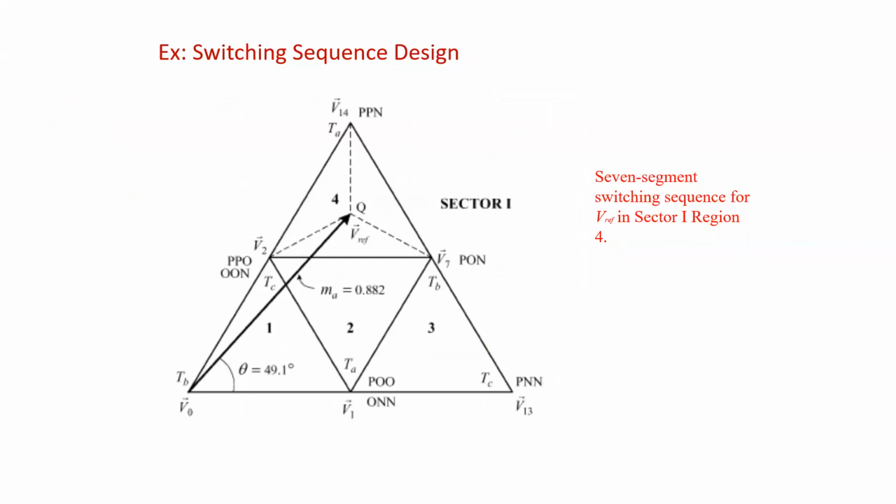So what must it consist of? It must consist of the V2 vector, V7 vector, and V14 vector. Now coming to this discussion, we have times TA, TB, TC, and we need to divide them into 7 parts.